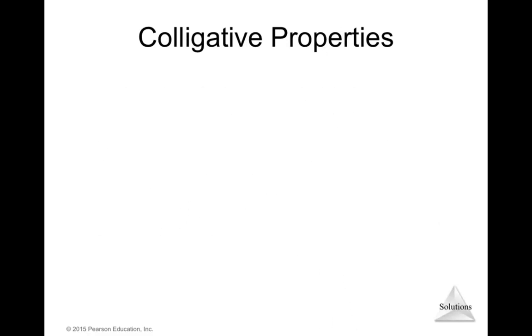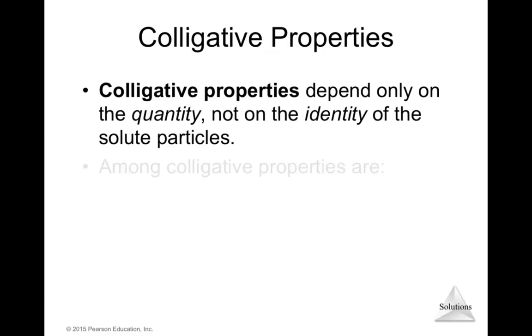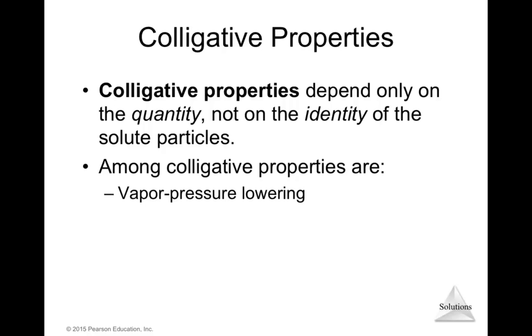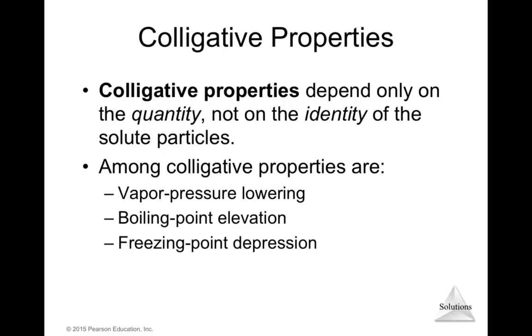Let's start with colligative properties. Colligative properties depend only on the quantity, not on the identity of the solute particles. And we have different types of colligative properties. One of them is the vapor pressure lowering, the boiling point elevation, the freezing point depression, and the osmotic pressure.